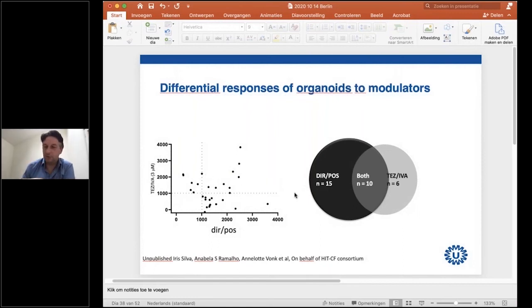So I think it indicates that it will be helpful if we think about optimal treatment for all these people with CF, that we need more products on the market so we have more modes of action available to treat the wide variety of mutations which are out there.